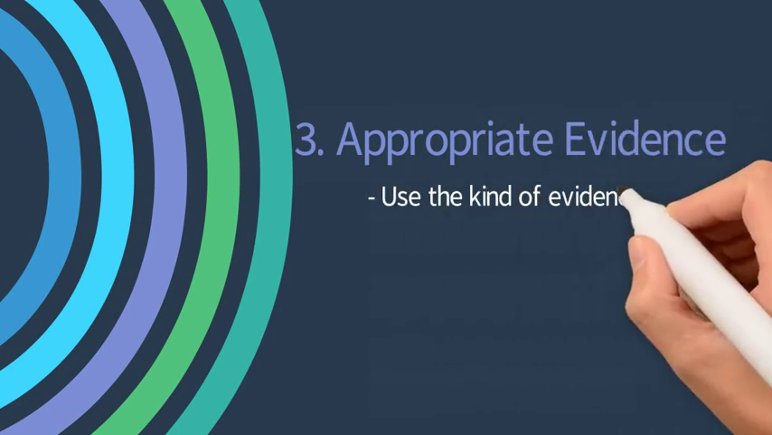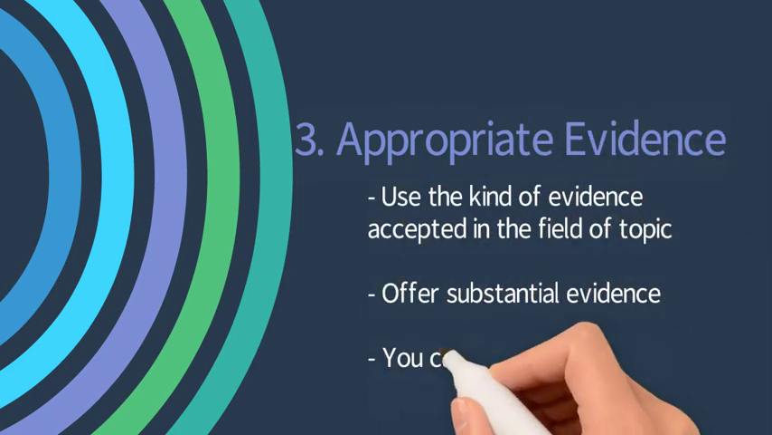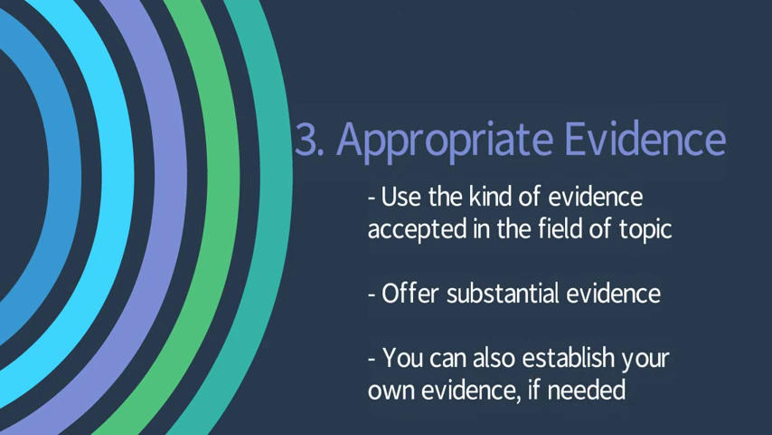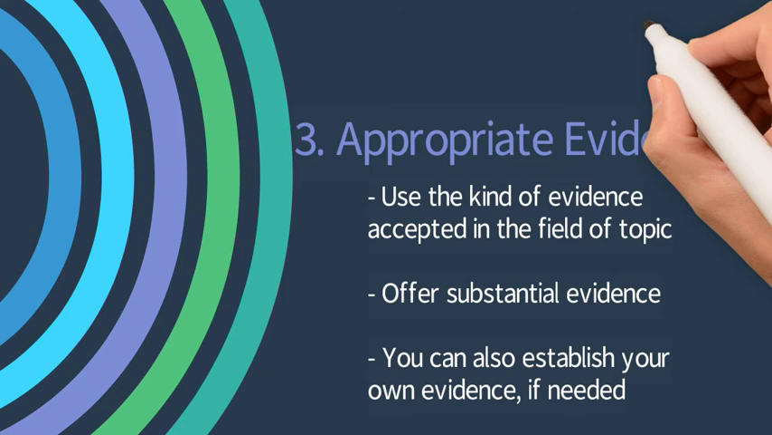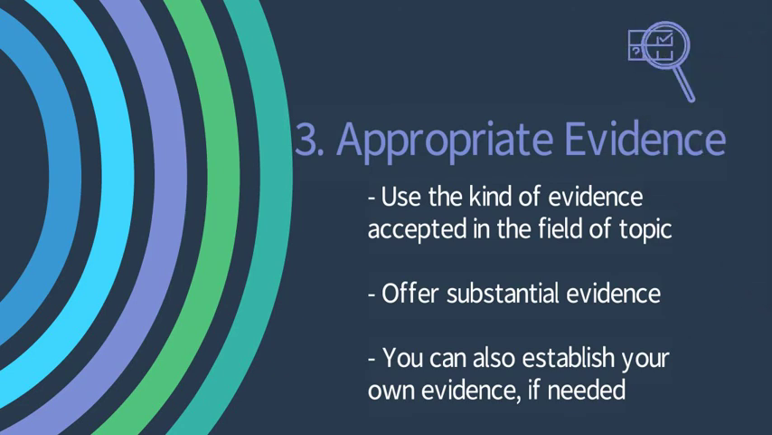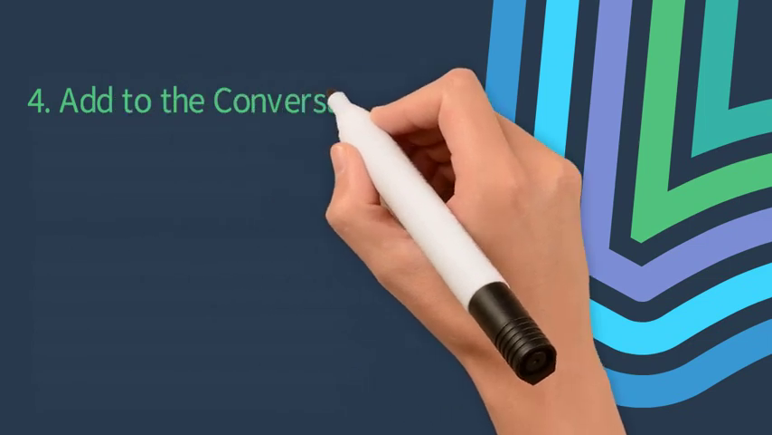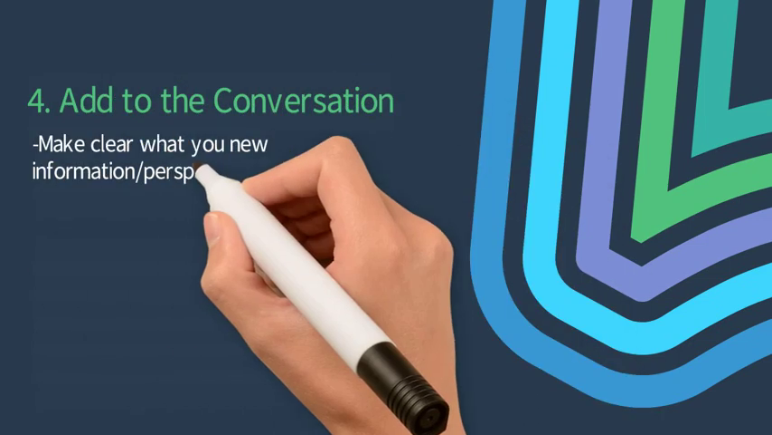3, appropriate evidence. You'll always want to use the kind of evidence that's accepted in the field. This requires you to understand the type of evidence that's used, offer substantial evidence, and you'll also want to consider including some of your own evidence that might include surveys or research that you've conducted.